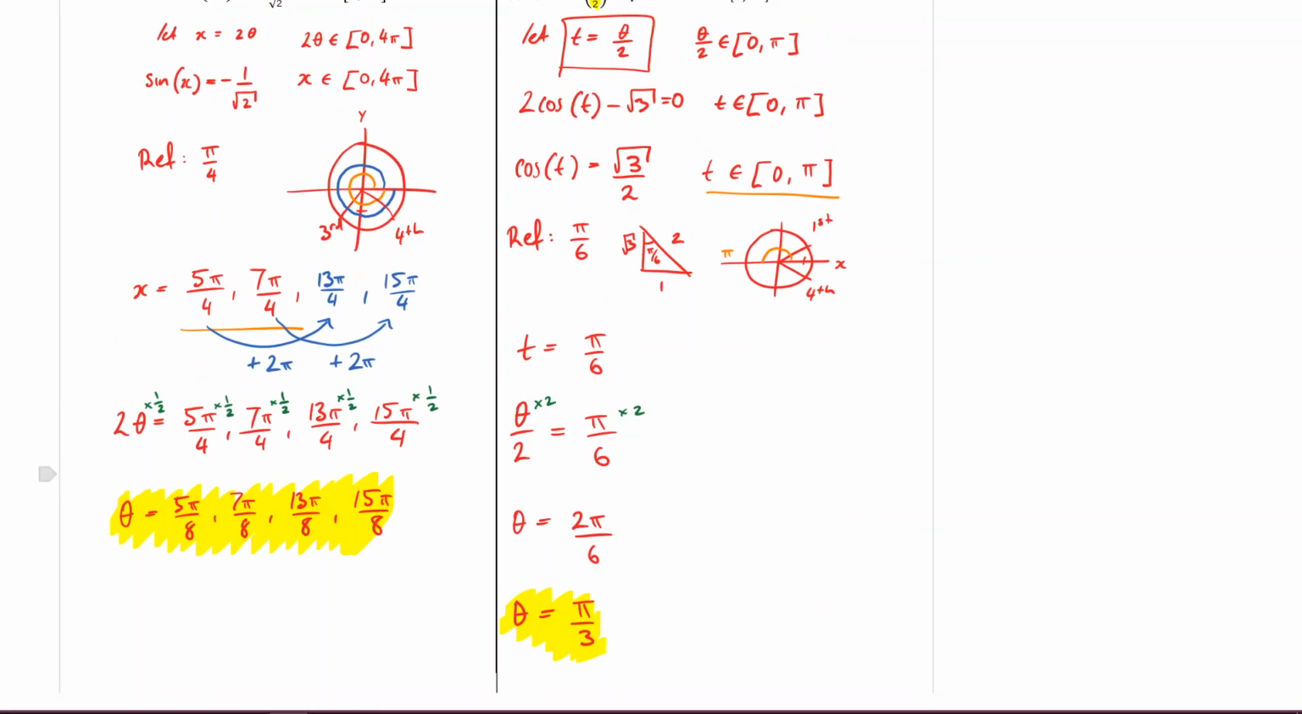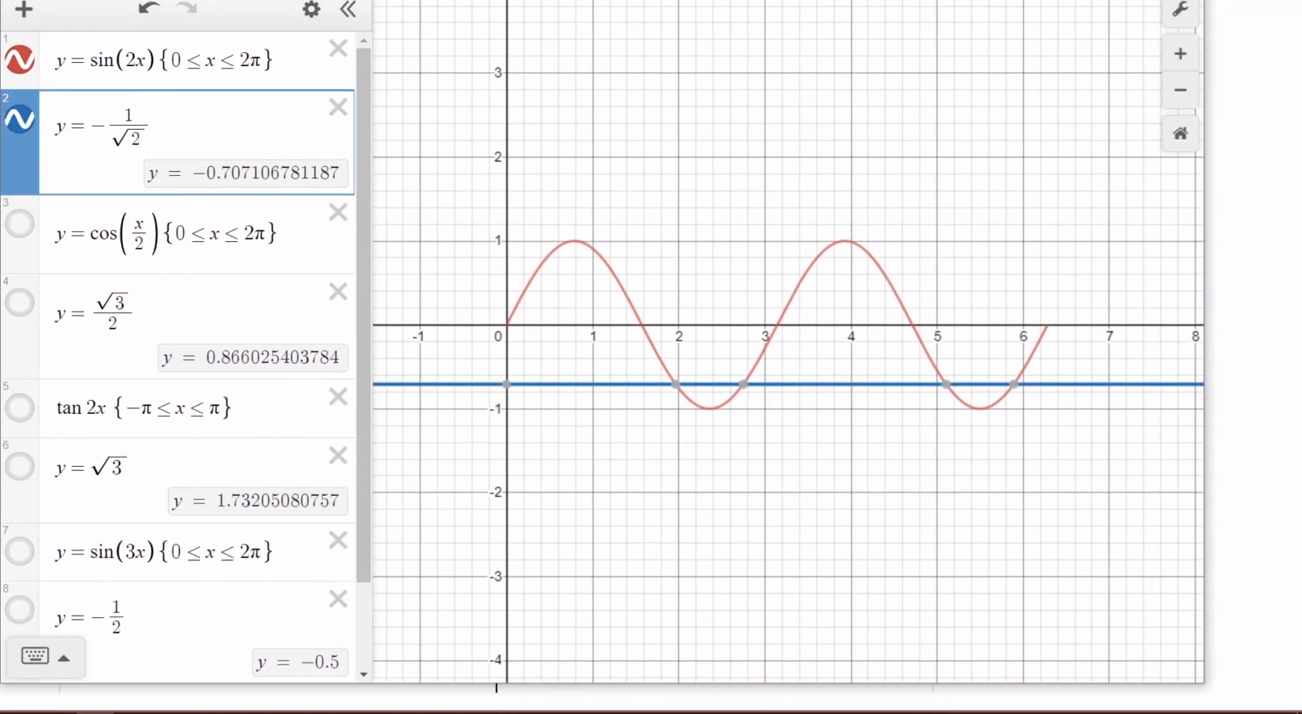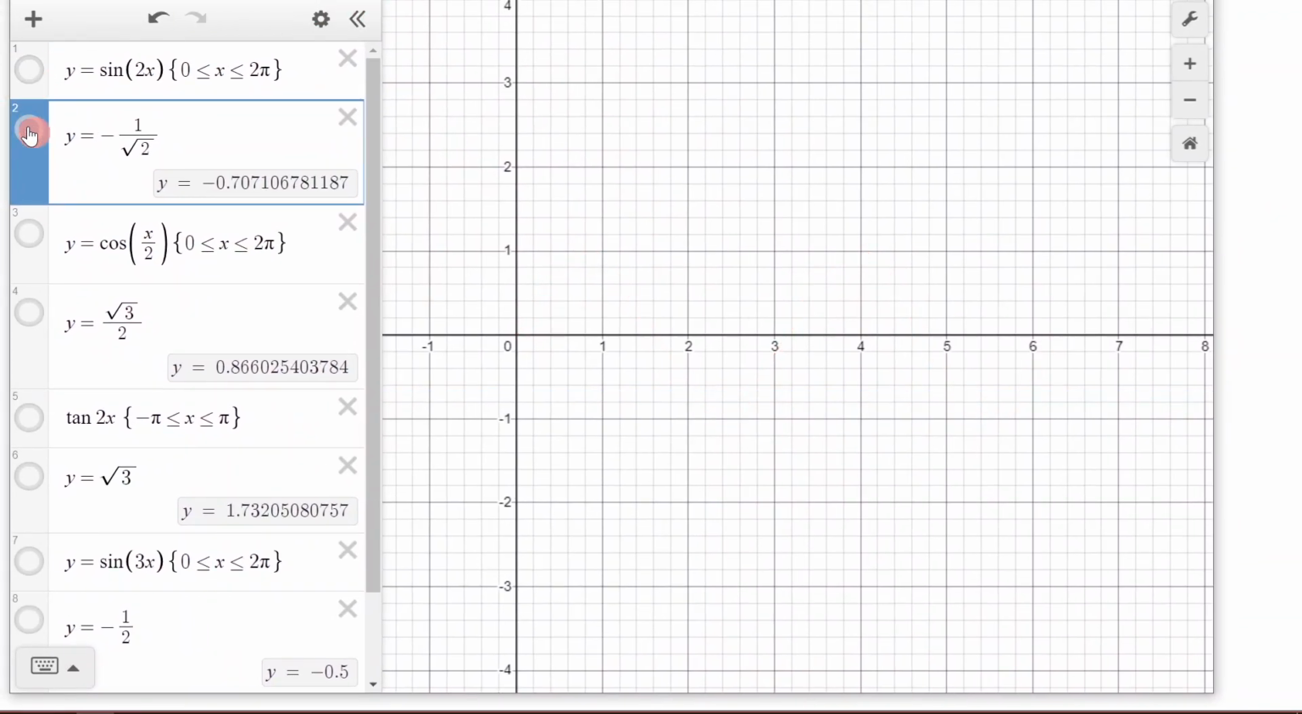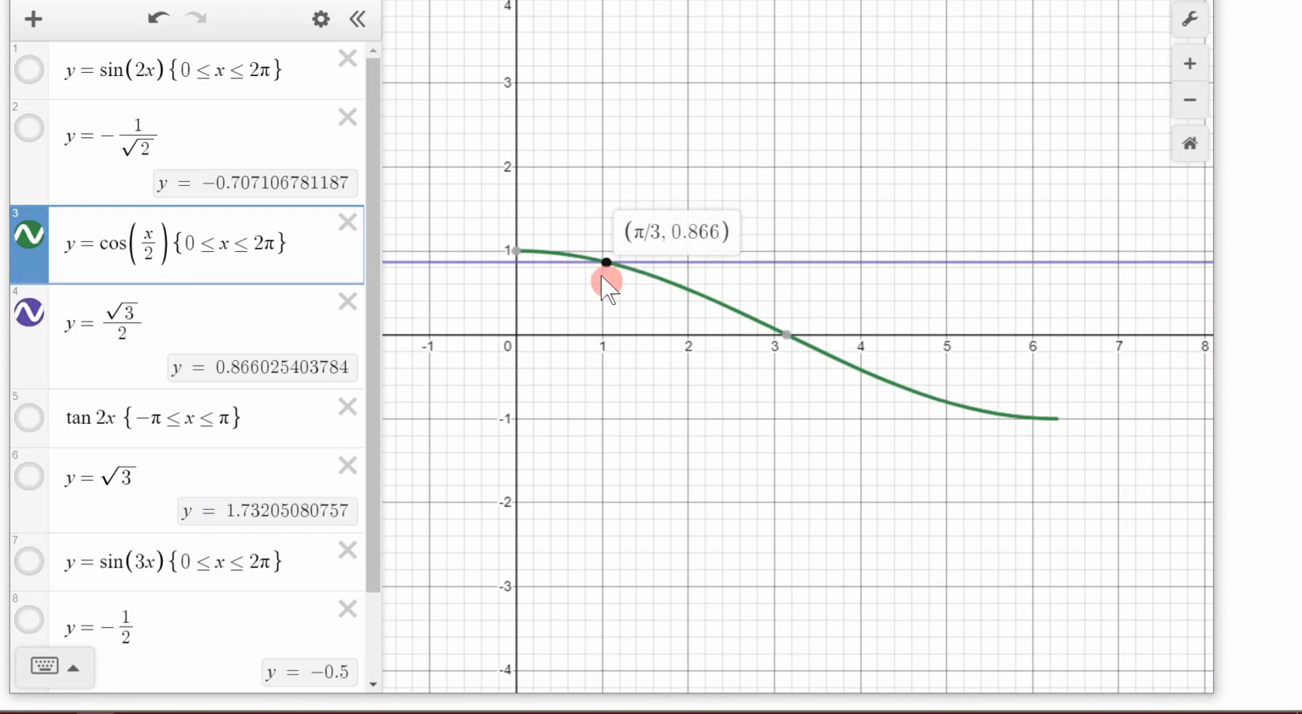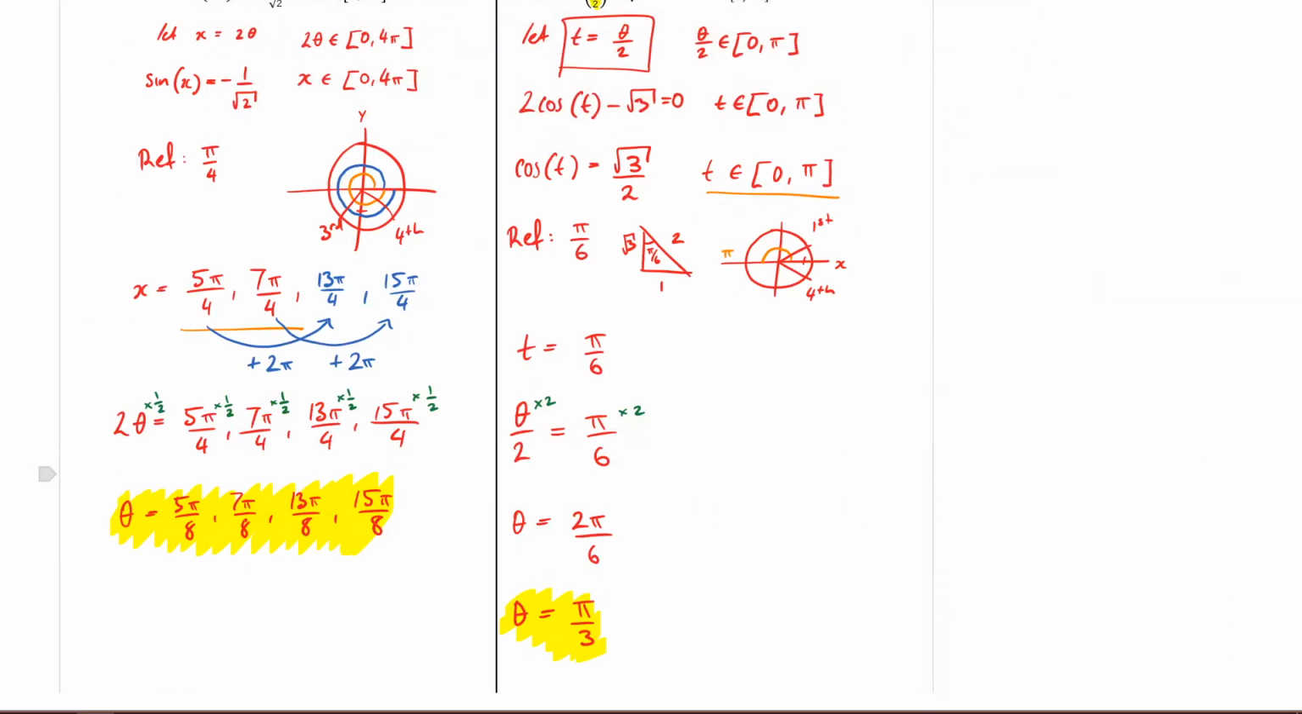If I just quickly show you what we've done here, let me just bring this here. So this time we graphed this, cos of x on 2 from 0 to 2 pi. Then we had this, y equals the square root of 3 on 2. And as you can see here, it has one point of intersection at pi on 3. Perfect. Let's now go on to our next question.